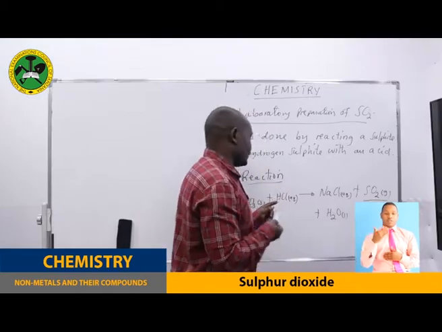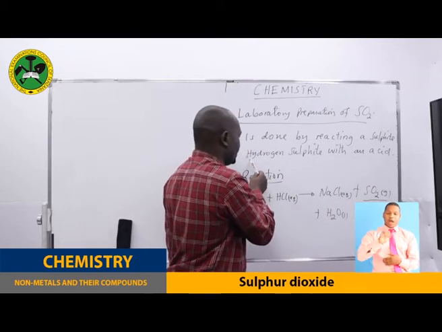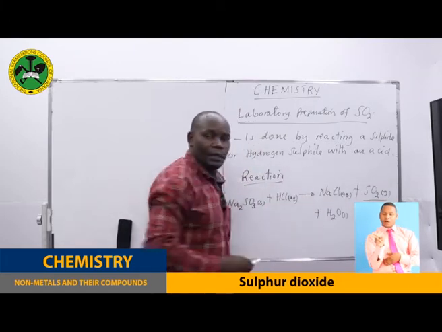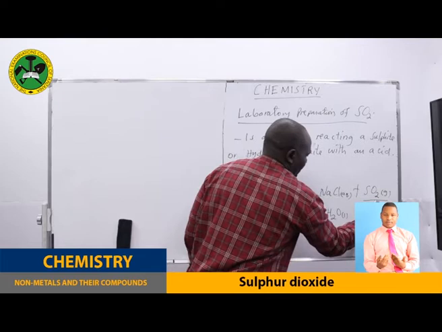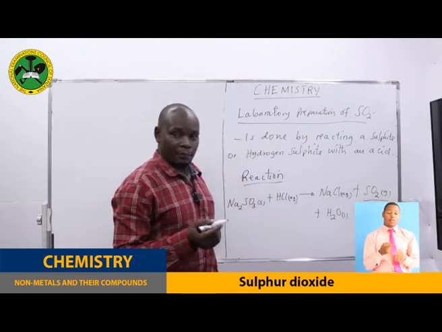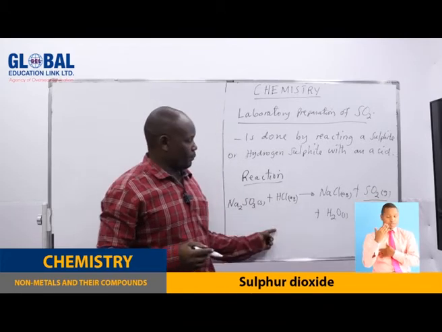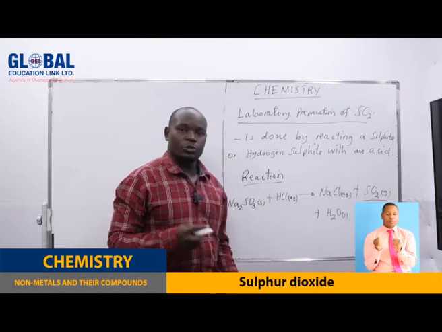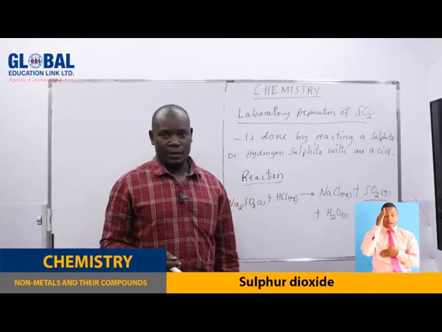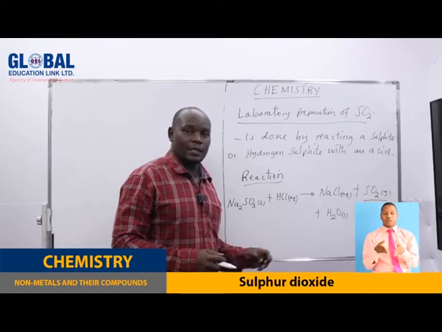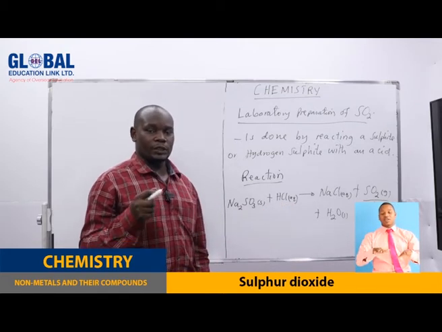So it is a reaction between a dilute acid and a sulfite. The sulfur dioxide which is formed here is, as we have said, a poisonous gas. So if it is a poisonous gas, that means the process of preparing it should be done in a special room known as a fume chamber. You cannot prepare sulfur dioxide in an open place, so it must be prepared in a fume chamber.